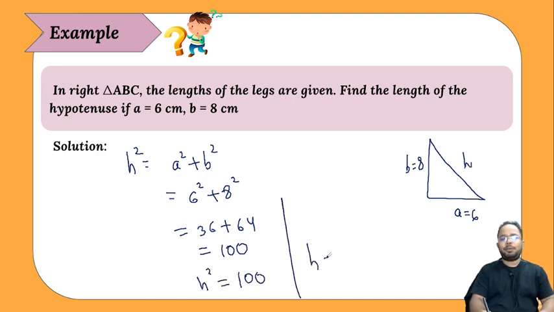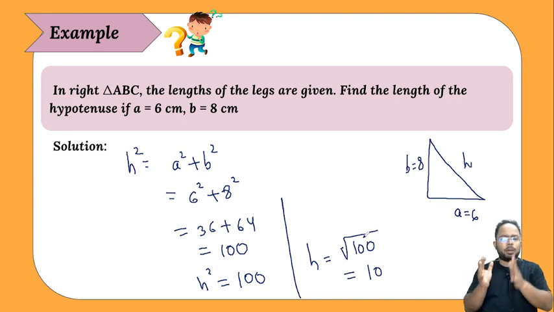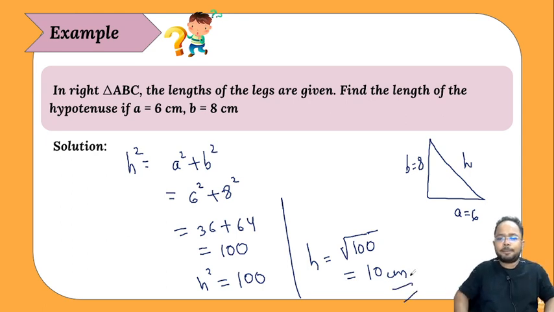That means h we will be taking only the positive value. So h is under root of 100, that gives 10. Okay, under root means what is the number which is multiplied 2 times so that we get 100. It's called as root or the square root. So 10 into 10 we get 100. So 10 centimeter is going to be our hypotenuse. Okay, so hypotenuse length is 10 centimeter.